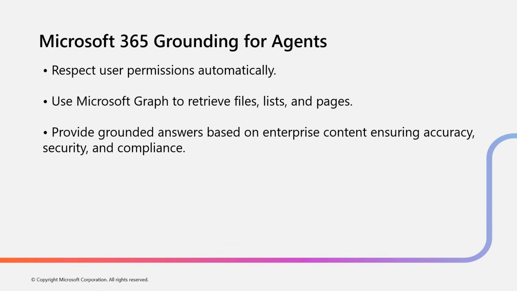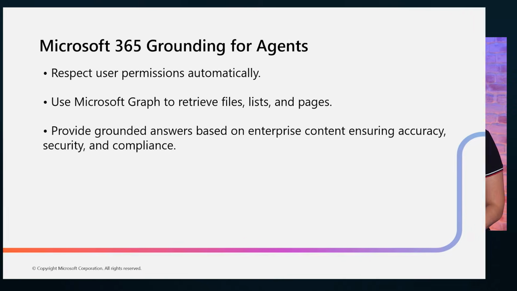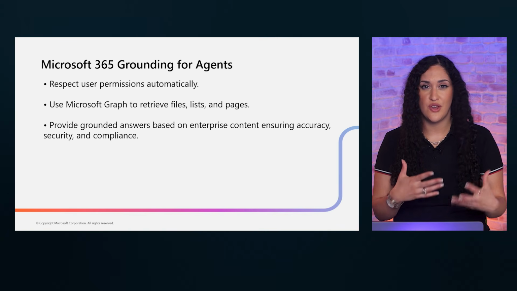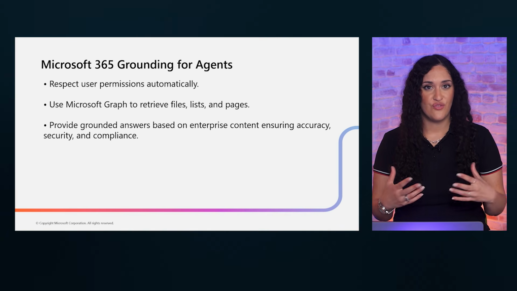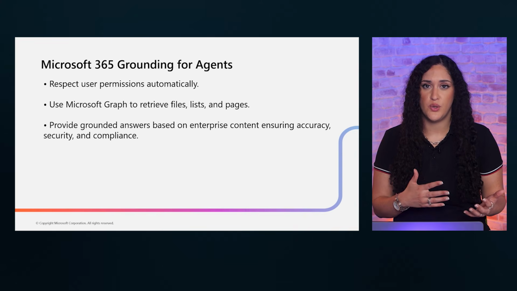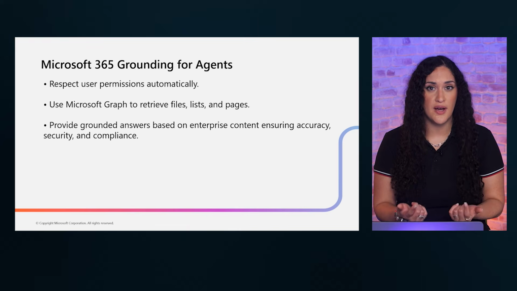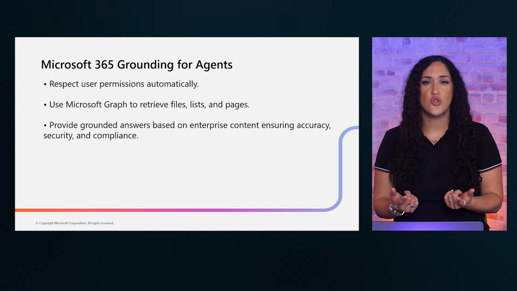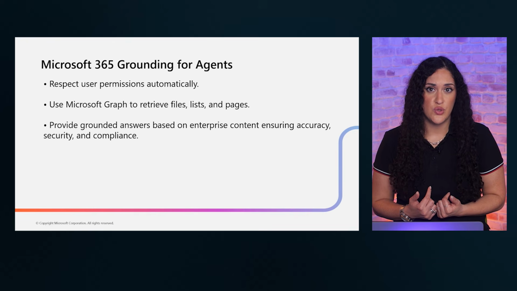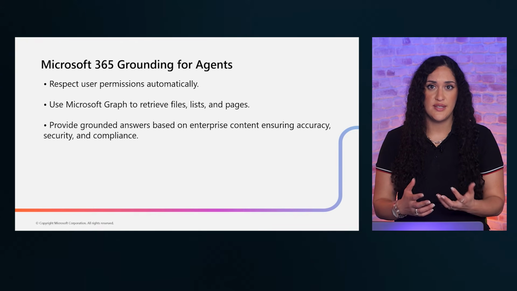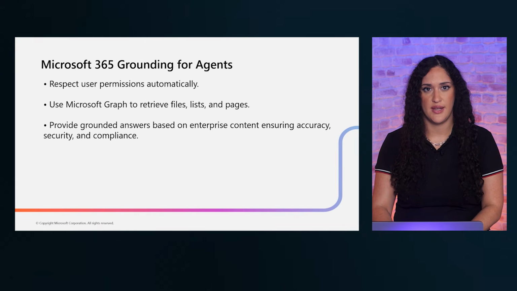Grounding is what makes Microsoft 365 agents trustworthy. They automatically respect user permissions. They use Microsoft Graph for retrieval, and they provide answers based on actual enterprise contents. Users never see information they are not permitted to access. Validate your permission model before deploying agents. If permissions are incorrect, you either expose too much, which is a security risk, or show too little, which frustrates users. Run permission audits as part of your deployment checklist.